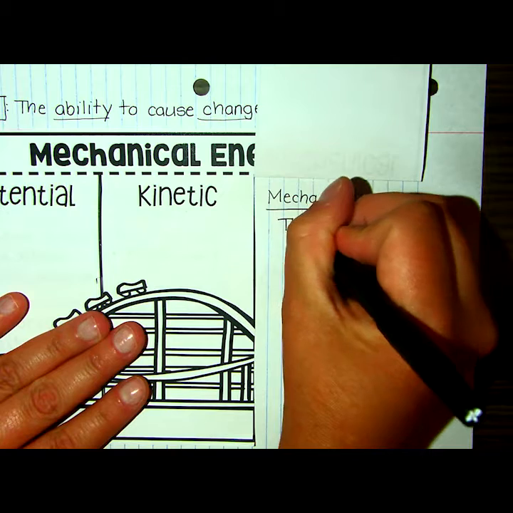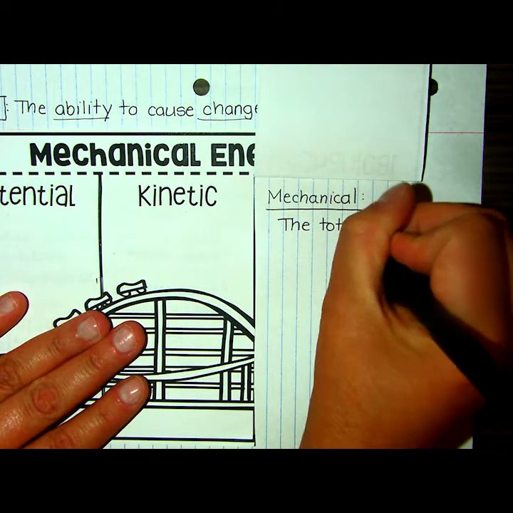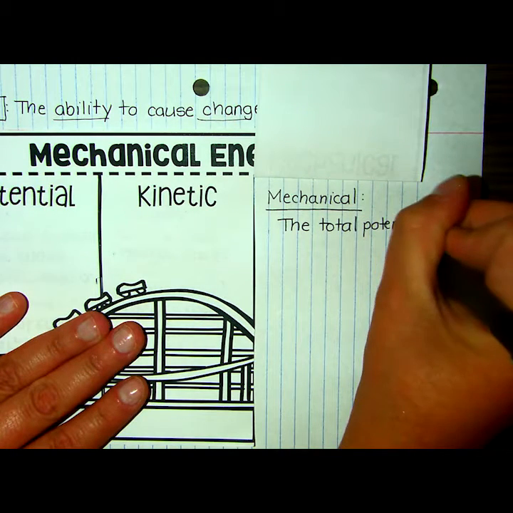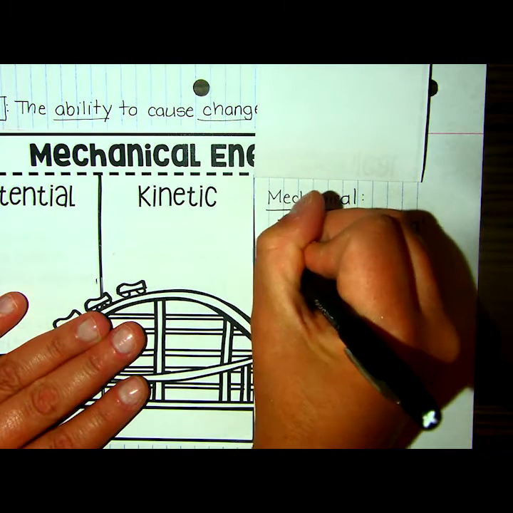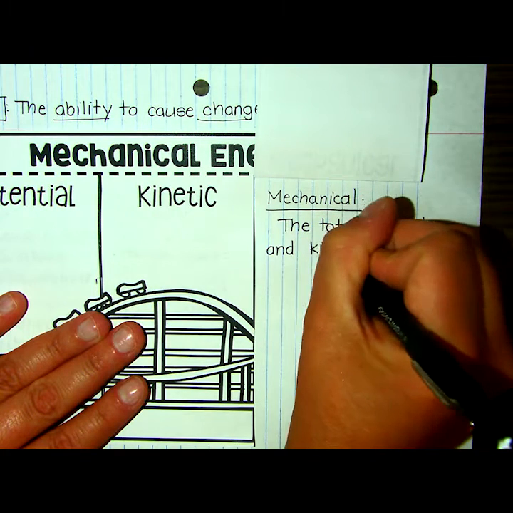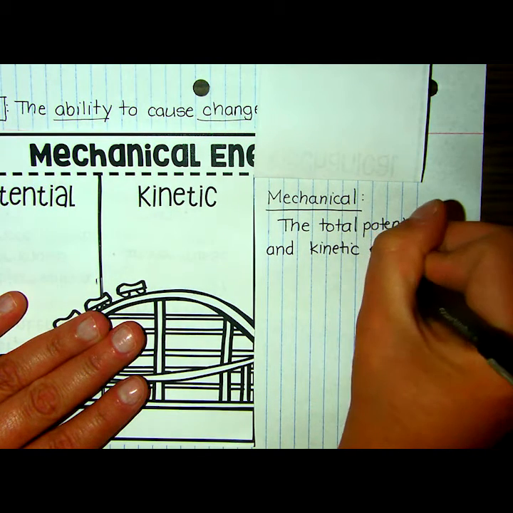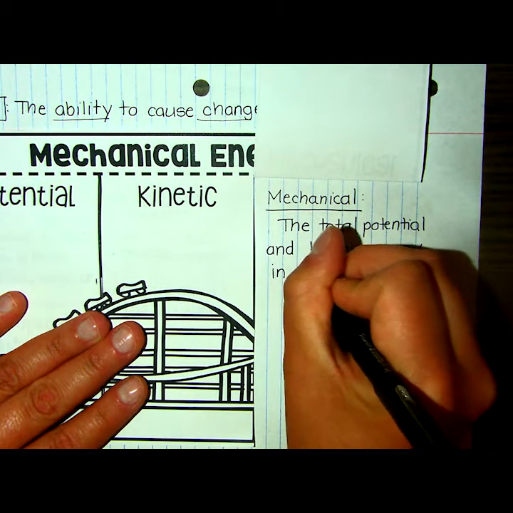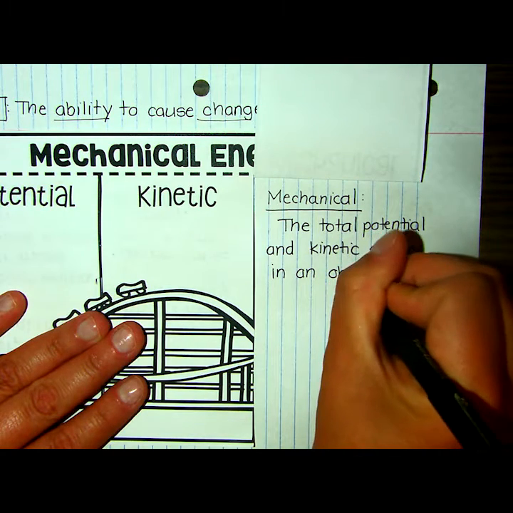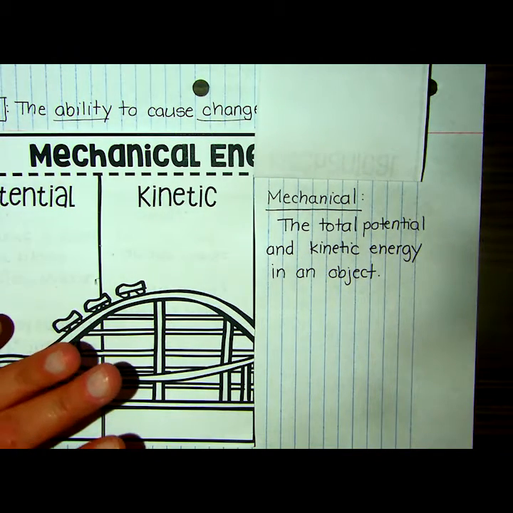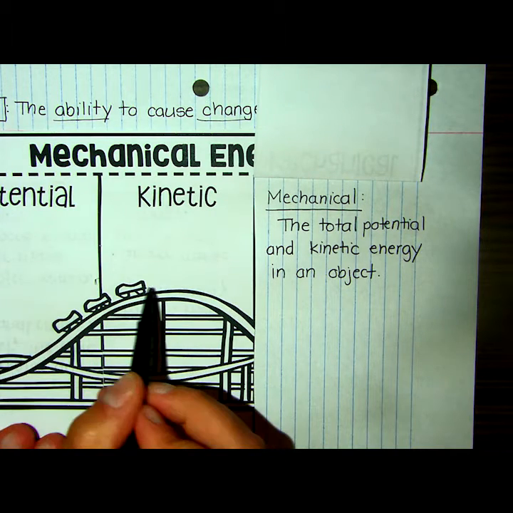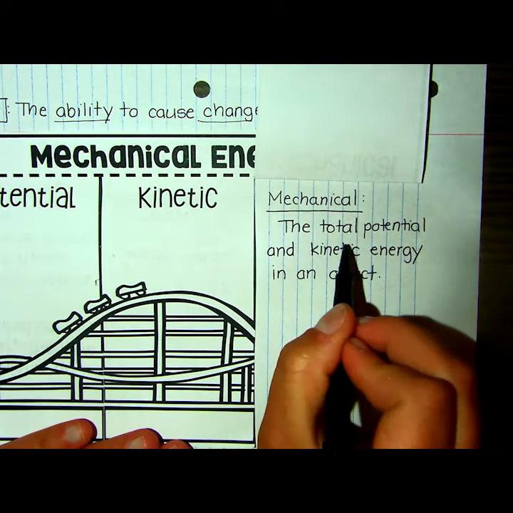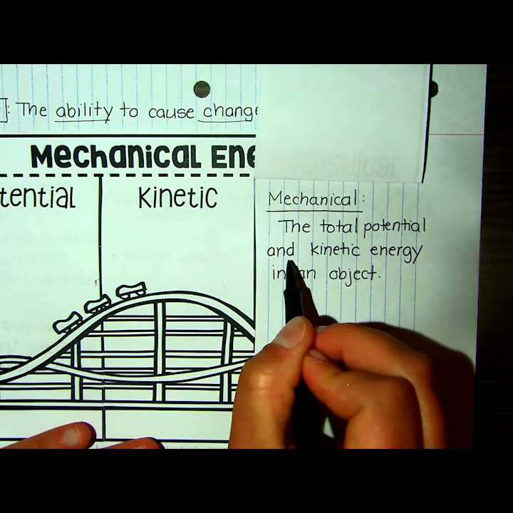So the total potential and kinetic energy in an object. So when those are put together and you take your potential and then you start to move and add in the kinetic energy, now you have potential and kinetic. That is your mechanical energy.